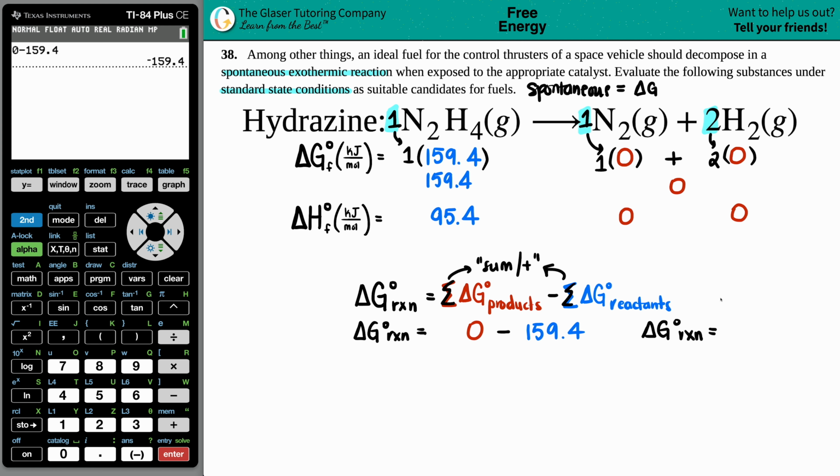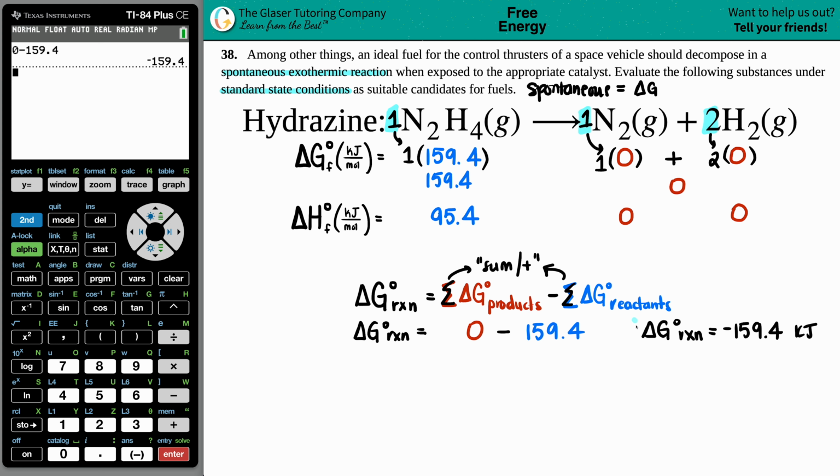But just to show you, we got this, right? Negative 159.4, and that unit is in kilojoules. If you're using your standard state conditions, you're multiplying by your coefficients. Those are your mole values. So if you're taking this and multiplying by mole, the moles cancel, and you're just left with kilojoules.